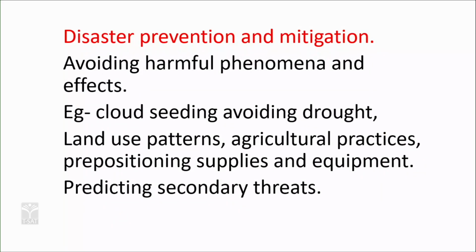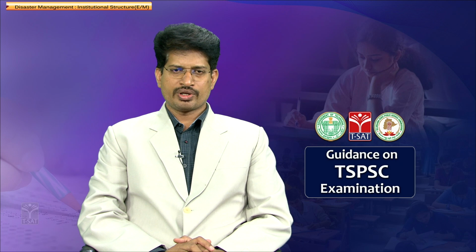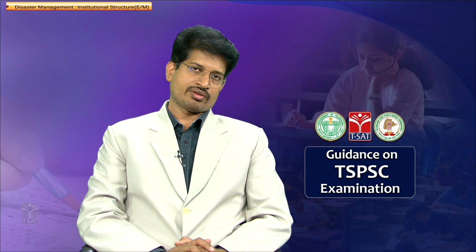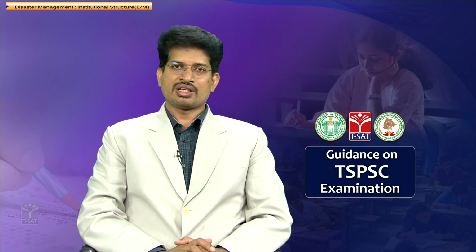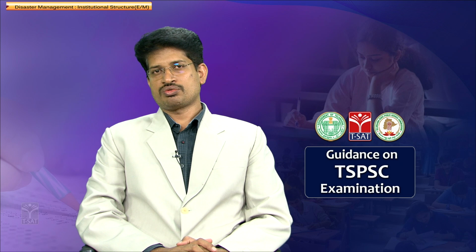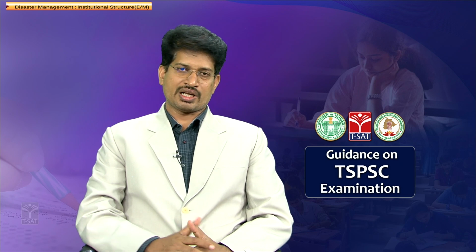Pre-positioning supplies, which I have discussed. You need to place certain infrastructural mechanisms, food, medicines, vaccines, etc. in advance, and equipment. Predicting secondary threats: when there is a first wave, there is a possibility of a second wave. When there are primary tremors, you must be able to expect secondary shock waves. This is a preparedness predicting mechanism for an earthquake and a pandemic.